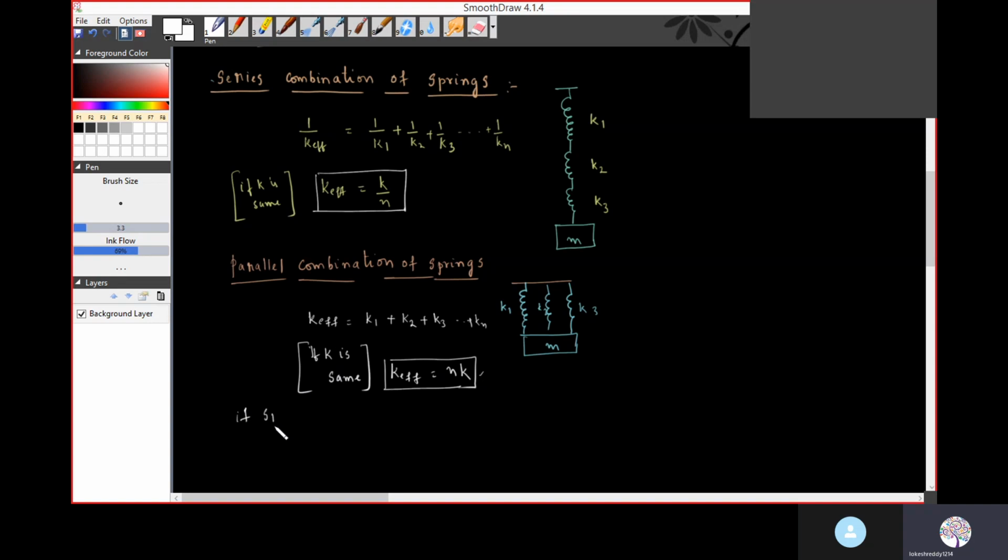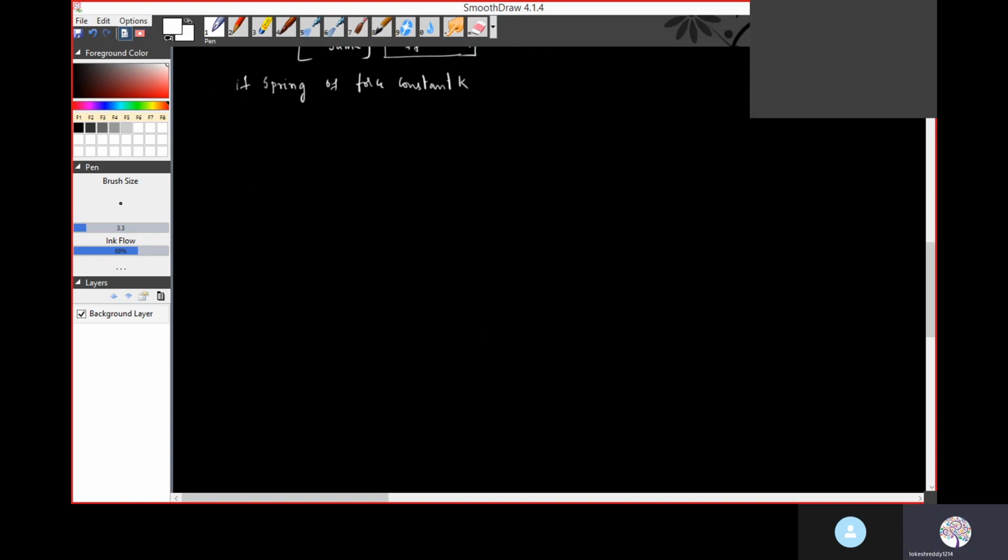Now, if a spring of force constant K is divided into n equal parts, say I'm dividing it into n parts, then the spring constant of each part, how much will it become? Each part will become nK.